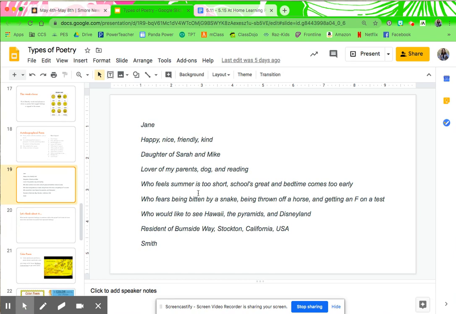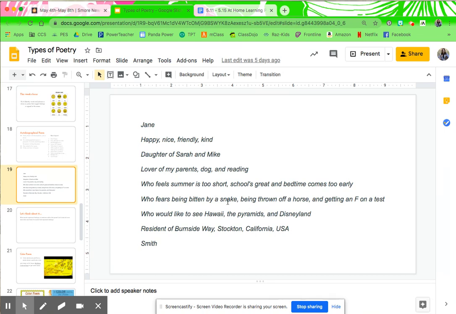So again, lover of something. What are things that you take pleasure in that make you happy? Feels summer is too short. That's probably more of a feeling that we're thinking of as maybe melancholy and sad whenever we realize that summer is over. School's great. So that feeling would be a very enlightened and happy feeling. Bedtime comes too early again. That feeling of melancholy as in, oh, another day come to an end.